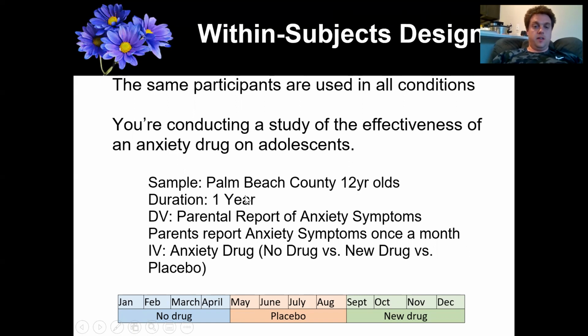The study takes a year. The dependent variable is parental report of anxiety symptoms. So you give the parents some sort of measurement or survey to fill out, to evaluate how anxious their child seems. The independent variable is going to be drug type, or anxiety drug. So there you're going to get no drug, a new drug, or a placebo.